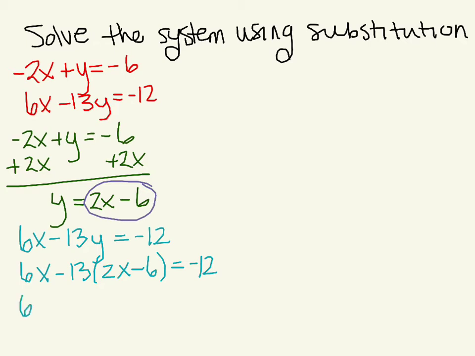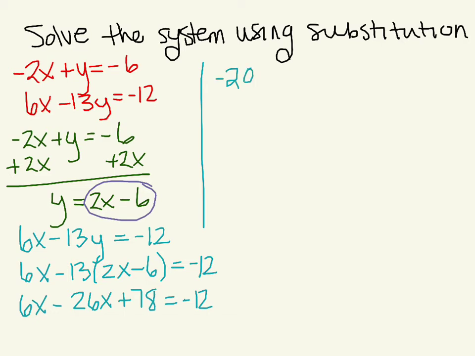Distributing the 13 gives me 6x minus 13 times 2 is 26 times x, and negative 13 times negative 6 is positive 78, and this is equal to negative 12. Next, I'm going to combine my x terms, and that gives me 6x minus 26x is negative 20x. And then I still have the plus 78, and this is equal to negative 12.